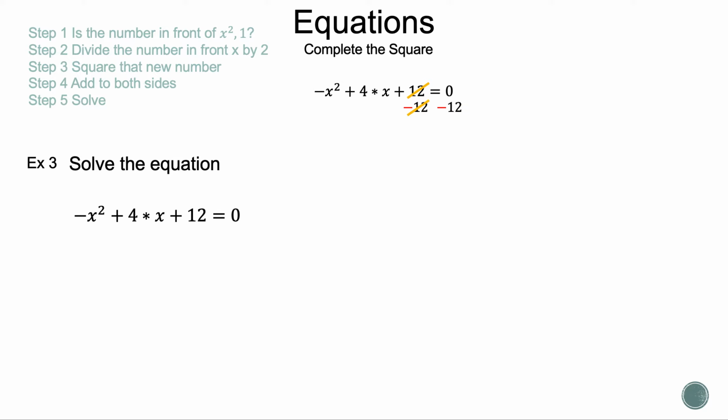And let's write down what we have so far. We have negative x squared plus 4x is equal to negative 12. If we take a look at step 1, it says, is the number in front of x squared 1? No, it is not. We have a negative sign. In order to get rid of that negative sign, we're going to divide each number by negative 1. And the result of that is x squared minus 4x is equal to 12, because negative 1 divided by negative 1 is 1, and 4 divided by negative 1 is negative 4, and negative 12 divided by negative 1 is 12.